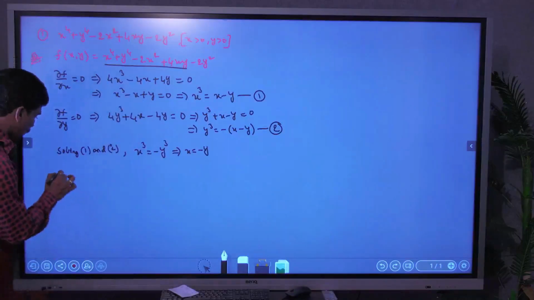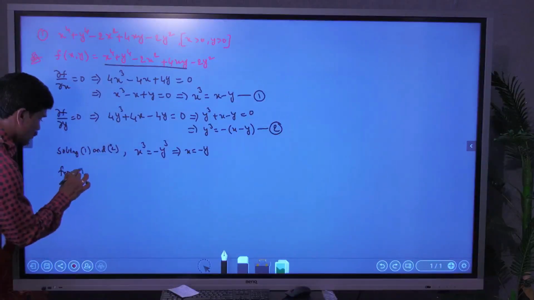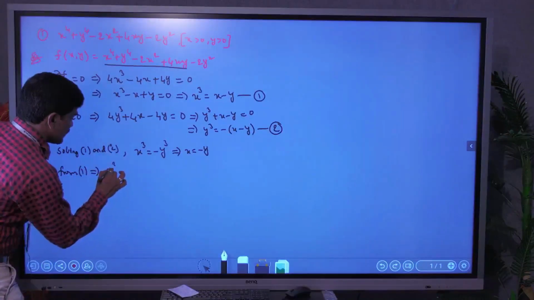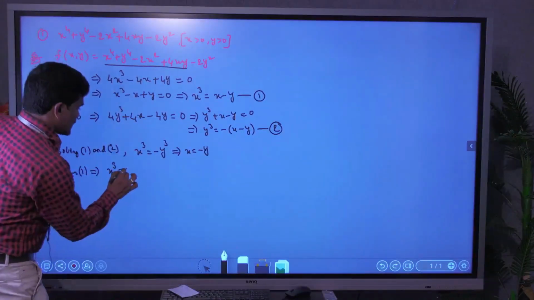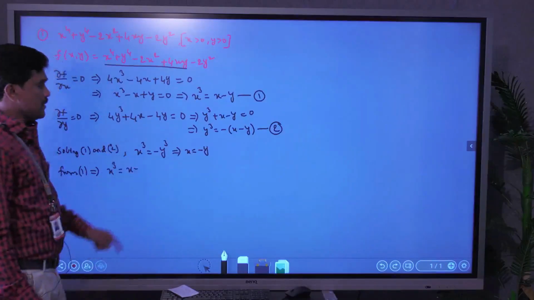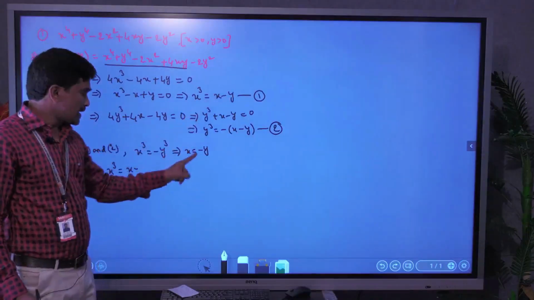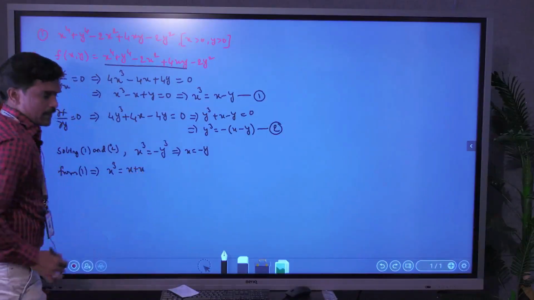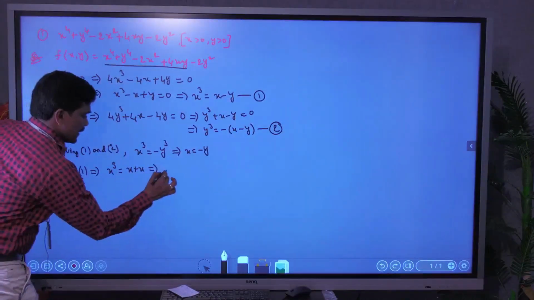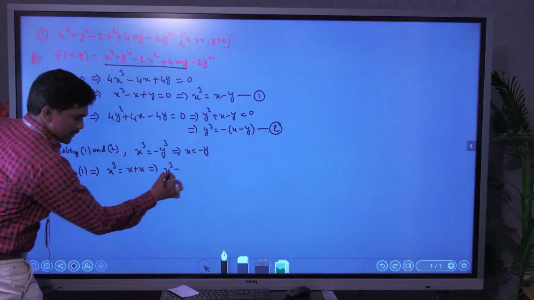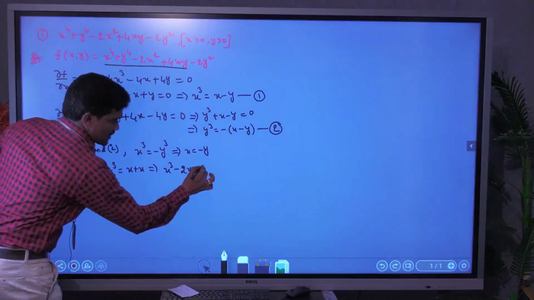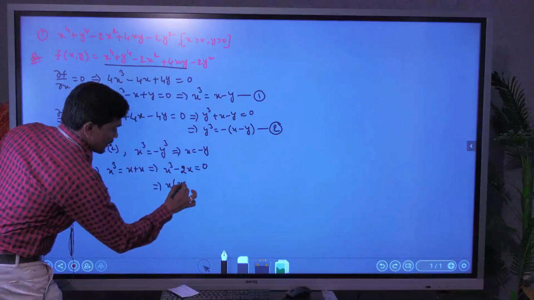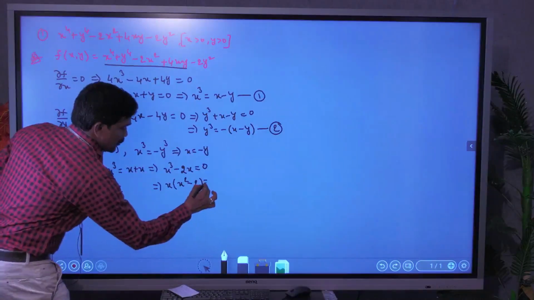Now take equation 1. So what is equation 1? From equation 1, x cube is equal to x minus y. What is y? Minus x. So minus of minus is plus x. That implies x cube minus 2x is equal to 0. Then I take x common, so x into x square minus 2 is equal to 0.